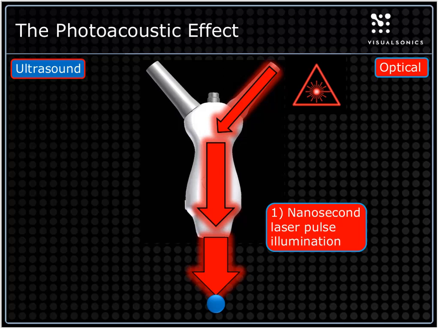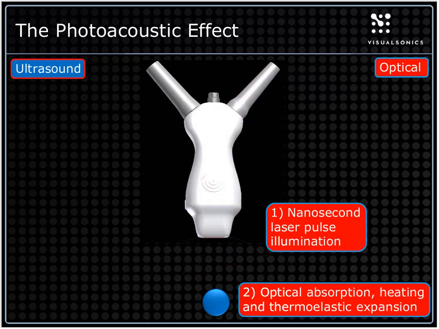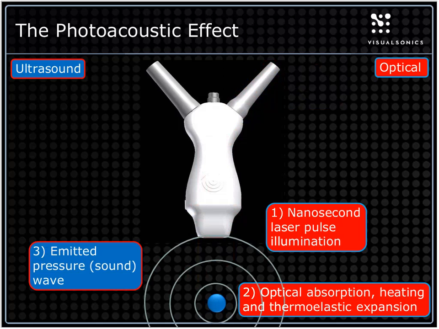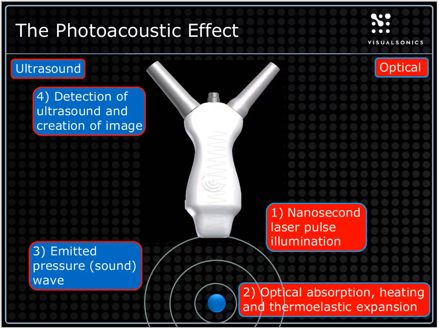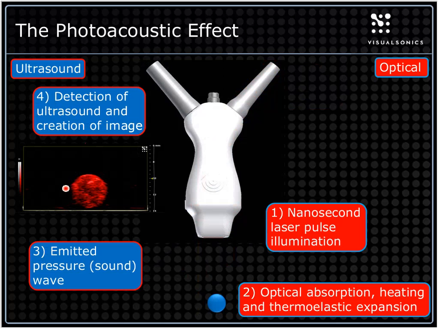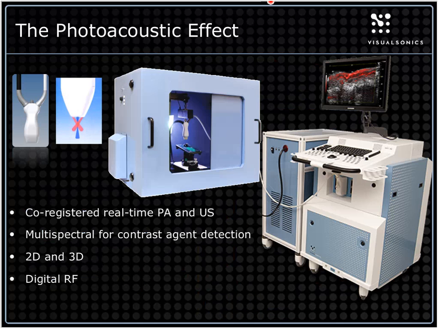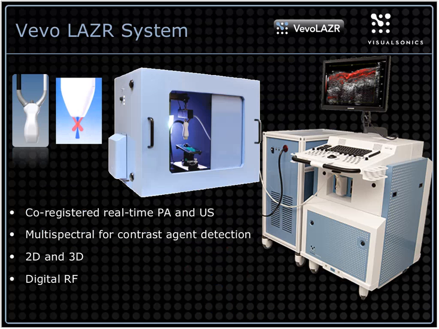Anything that absorbs that laser light heats up a little bit, gives a thermoelastic expansion, which then results in a pressure wave or a sound wave which travels through the tissue and we can then detect with our ultrasound transducer. We then generate an image from this, just like we would with regular ultrasound. So that's the long explanation. The short one is, light in, absorption, sound out. So we're looking at a fundamentally different signal where we're essentially imaging the absorption of light instead of imaging the reflection of sound.